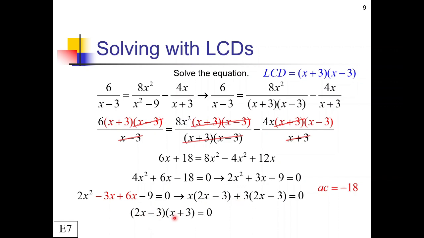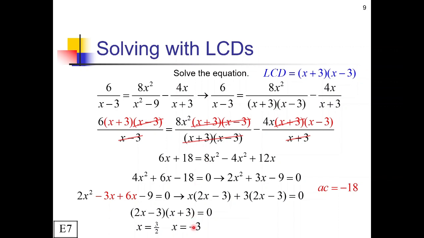Setting each of these equal to 0 and solving, for this first one, if I add 3 and divide by 2, I've got 3 halves. And this next one, we have negative 3. Do either of these make anything undefined? Well, if I plug 3 halves into, let's just use the factored version of this, 3 halves minus or plus 3 is not going to give us 0 anywhere, so that's fine.